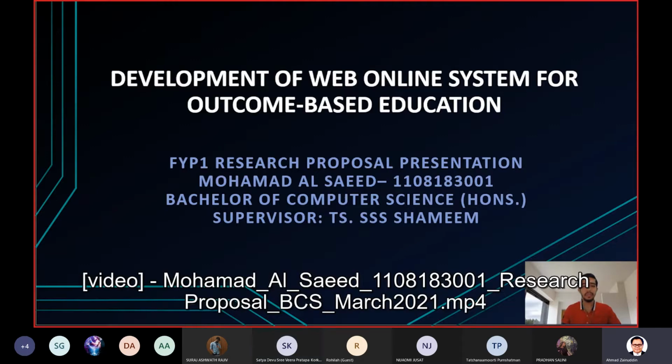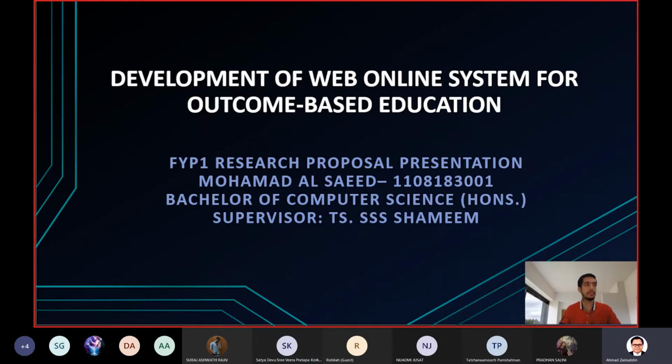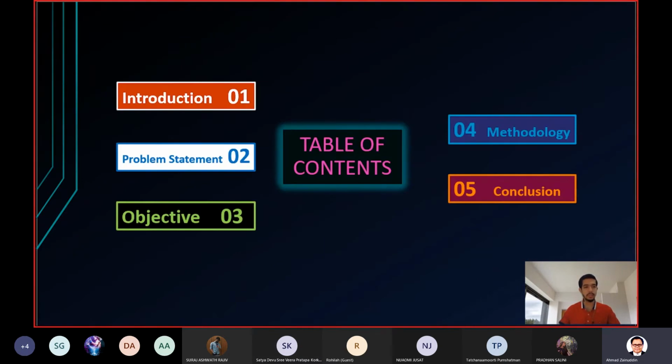Hello, everyone. Welcome. Today I am going to present my final year project, which is the development of a web online system for outcome-based education. My supervisor is Mr. Shamim. All thanks to him for helping me through this research. This is the table of contents: the introduction, the problem statement, the objective, the methodology, and finally the conclusion.